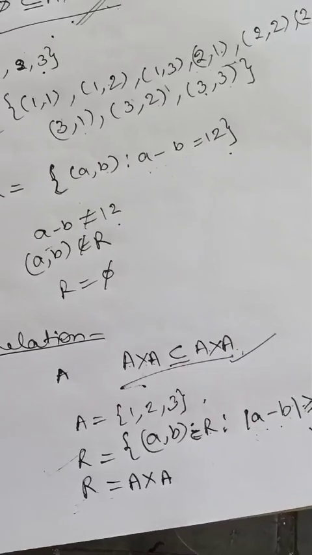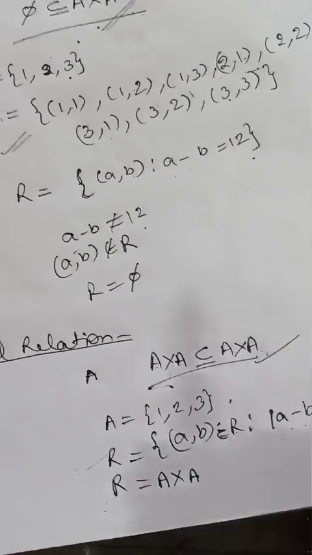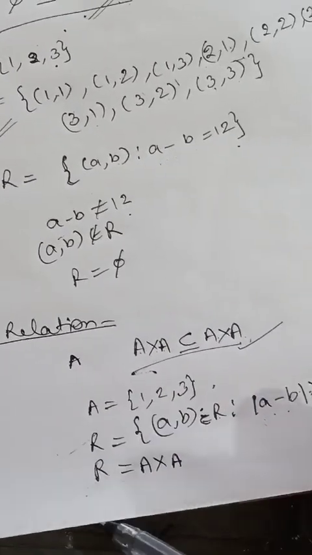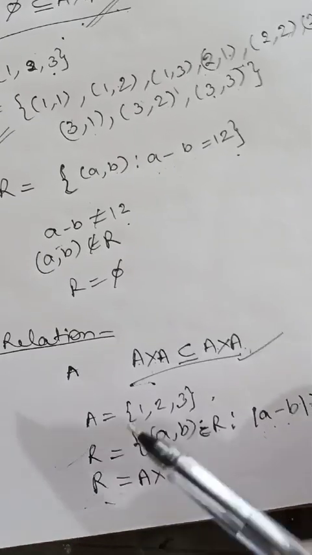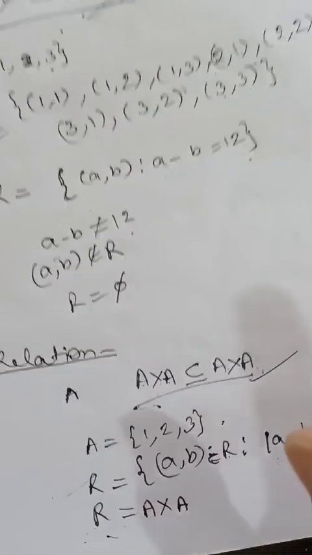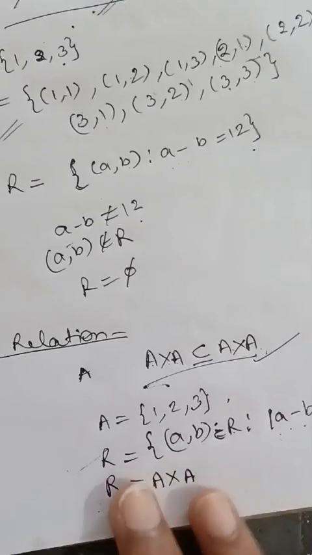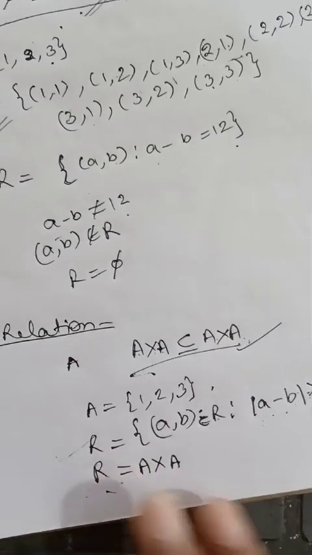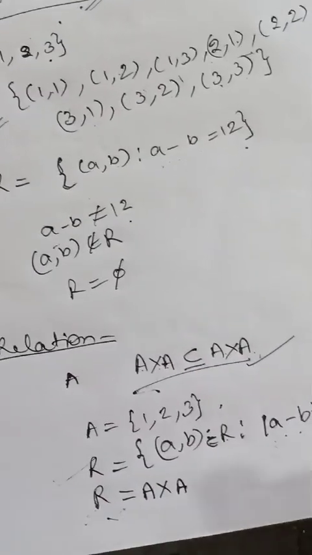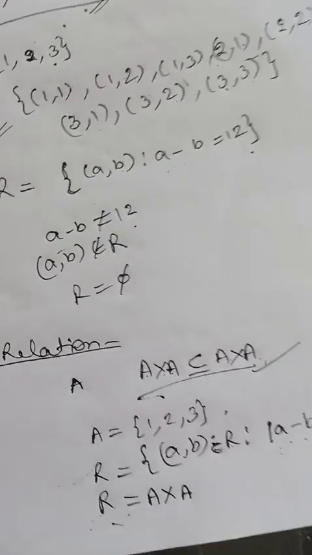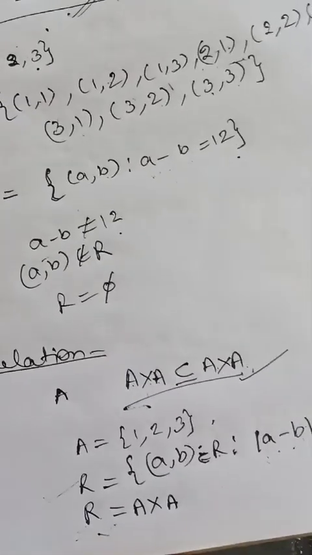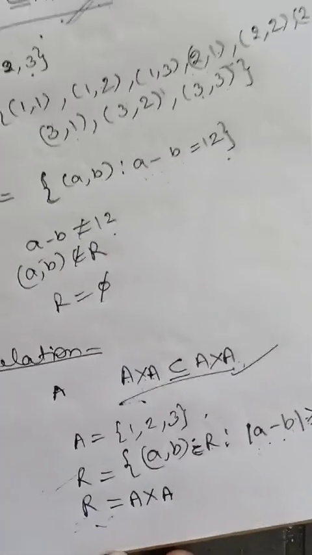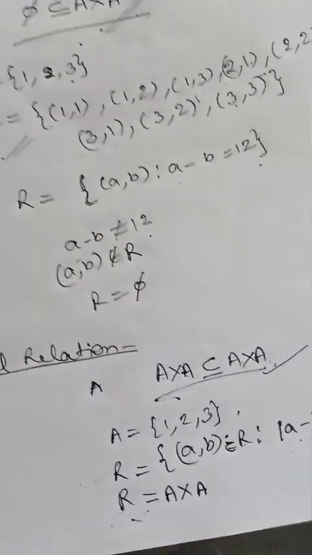I hope you can understand now. So that's why R is what? That is the universal set, because all the elements of A cross A are part of the relation, or you can say all the elements of A cross A are also elements of relation R. Both are equal. That's why it is a universal set.